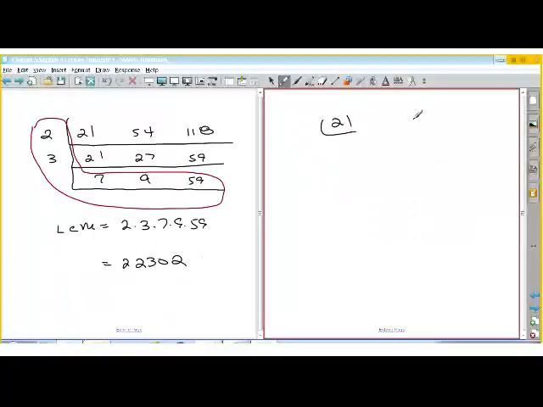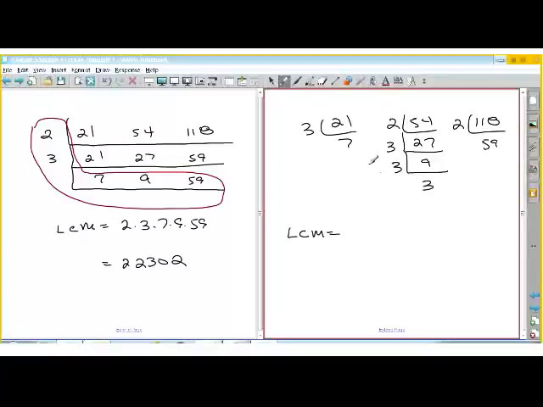And we could check it. Let's do it the other way. So if we were to do the prime factorizations of each one of these, this one has a number of terms, but this one only has 2 terms, 2 and 59. So those are the prime factorizations of the 3 numbers.